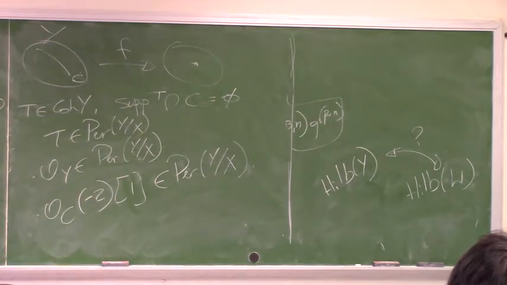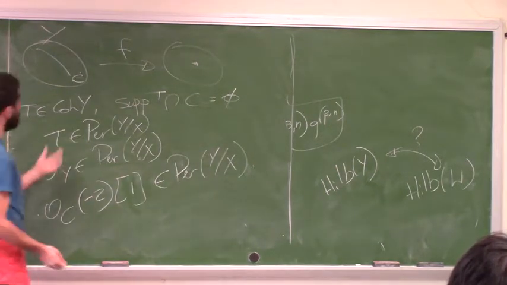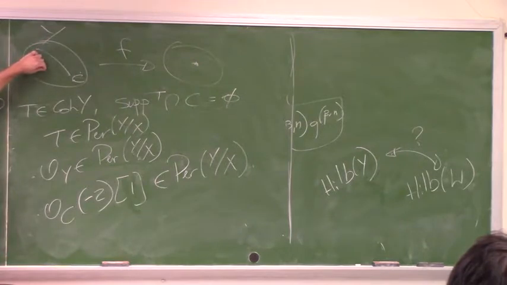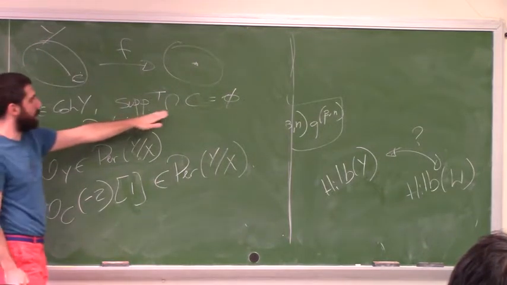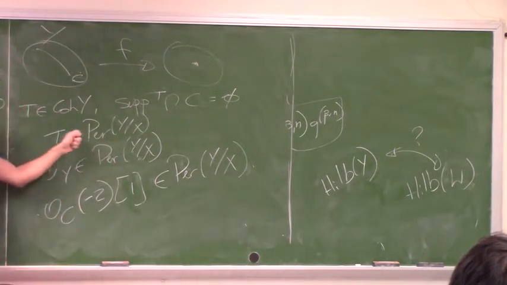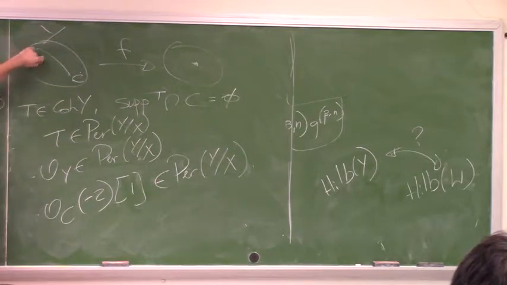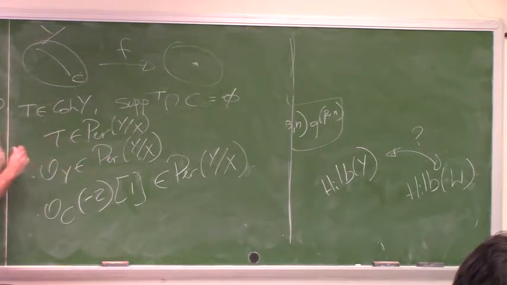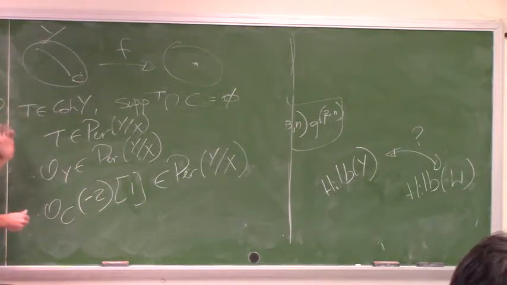I don't want to get into too many details, but if you take the skyscraper, as I said here, if something is supported outside of C, then it lies in this category. So I take the skyscrapers here, and they all lie in this category over here. But as soon as I hit this curve, they still live in this category, but somehow they're not a quotient of the structure sheaf anymore.